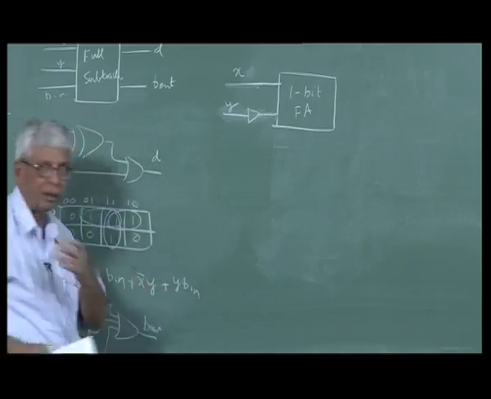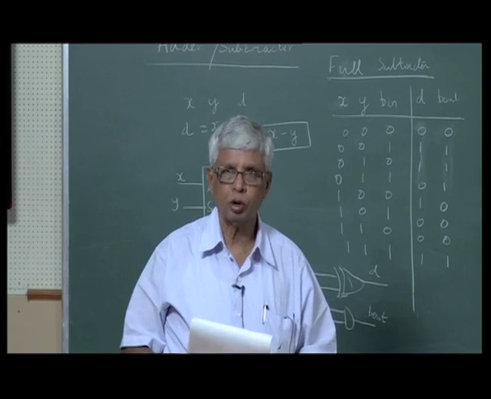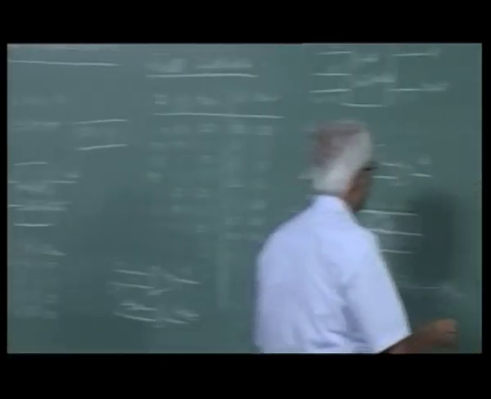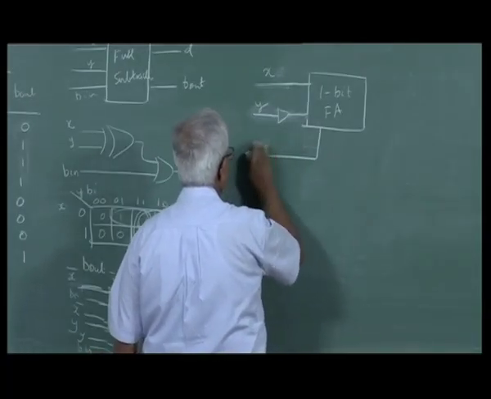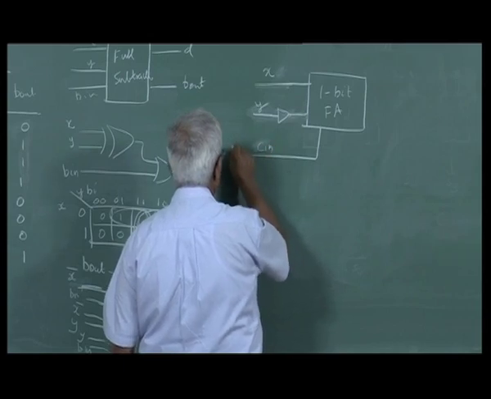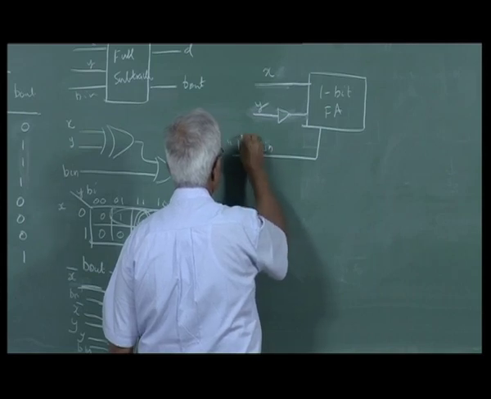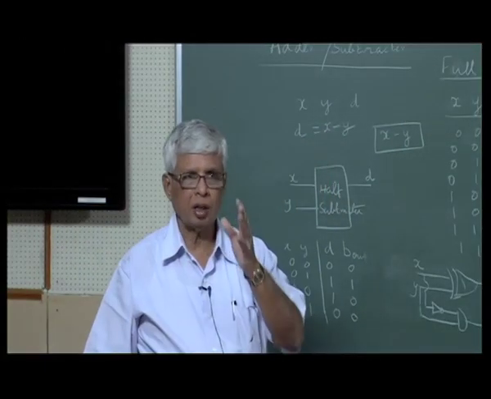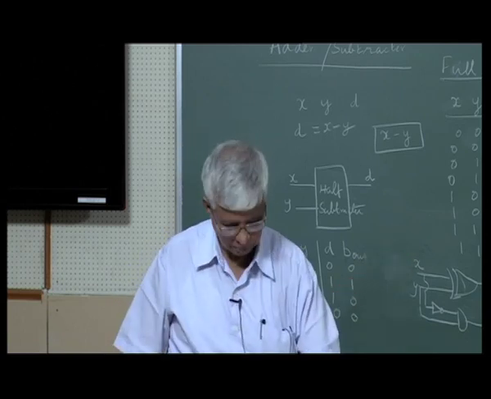But subtraction is only addition of 2's complement, not 1's complement. Addition of 2's complement of Y. So we need to use the carry in of the full adder and connect a 1 to this. 1 is logic high. It can be 5 volts in your system, it can be 3.3 volts, it can be 1.2 volts. Whatever is your logic high, that voltage has to be applied to carry in.